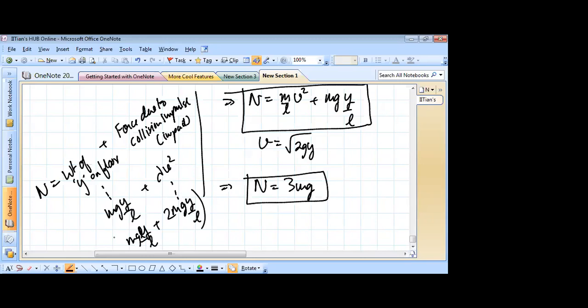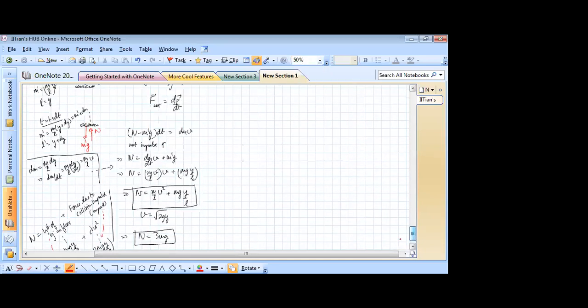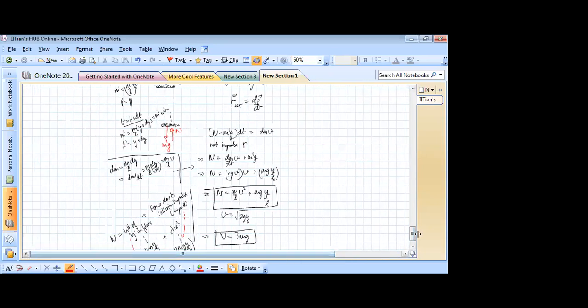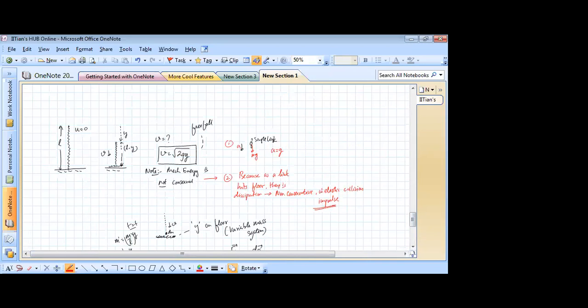Okay. So you can see that your collision impulse is actually double the weight of the portion which is on the floor at any point of time. It's double the weight of the portion which is on the floor. Okay. And another thing you can be asked in a question like this is the energy dissipated by the impact forces or the inelastic collision impulses, which you can calculate by work energy.